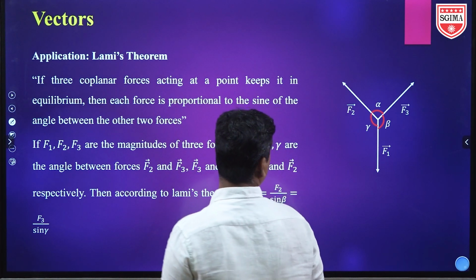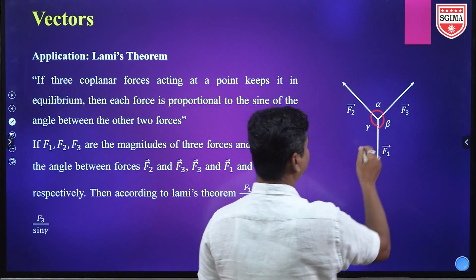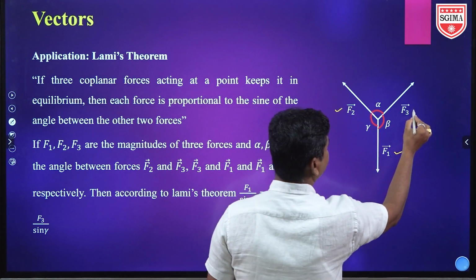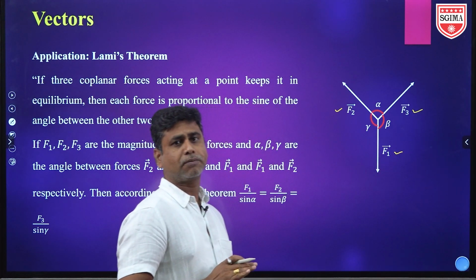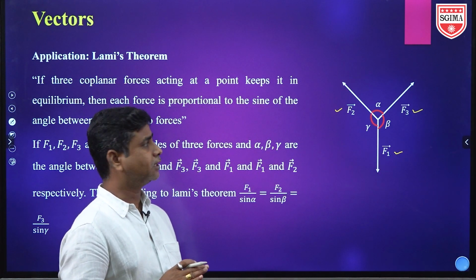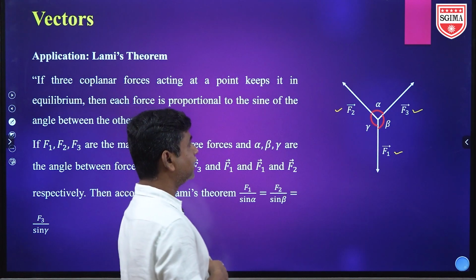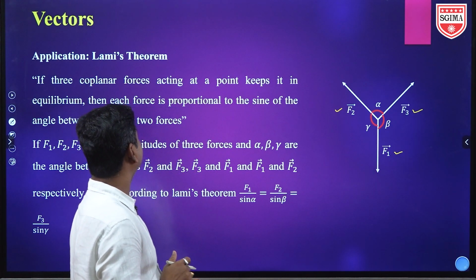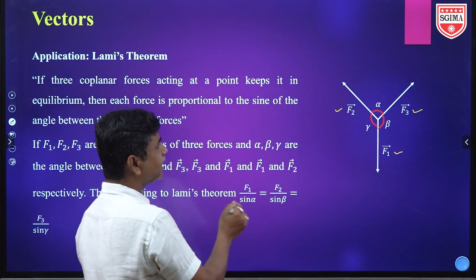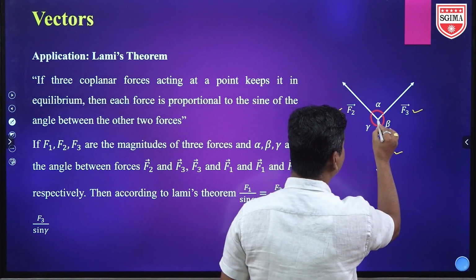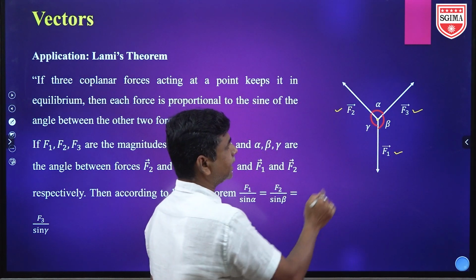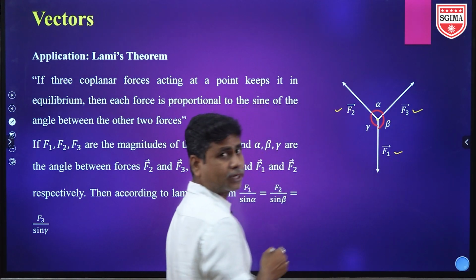If three coplanar forces, F1 is one force, F2 is one force and F3 is one force. Coplanar means these three forces are acting in that same plane, either the xy plane, the yz plane or the zx plane. Acting at a point, these three forces are acting at that same point. Directions are given away from the point.